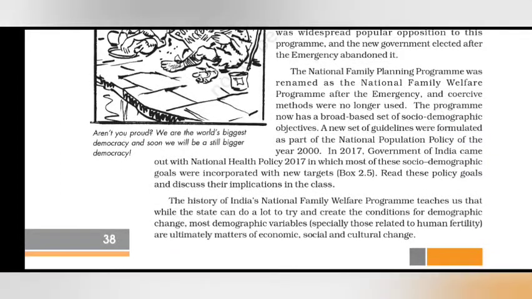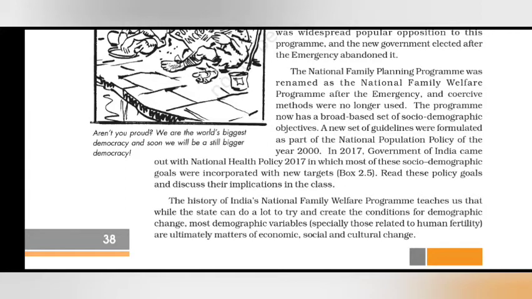The National Family Planning Program was renamed the National Family Welfare Program after the emergency, and coercive methods were no longer used. The program now has a broad-based set of socio-demographic objectives. A new set of guidelines was formulated as a part of the National Population Policy of the year 2000. In 2017, the Government of India came out with the National Health Policy 2017, in which most of these socio-demographic goals were incorporated with new targets. Read these policy goals and discuss their implications in the class.